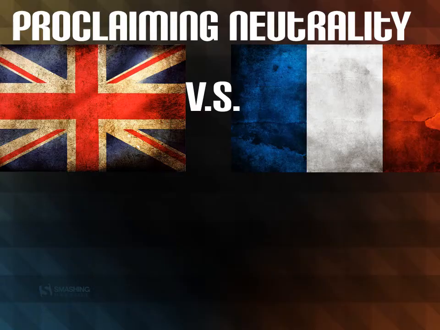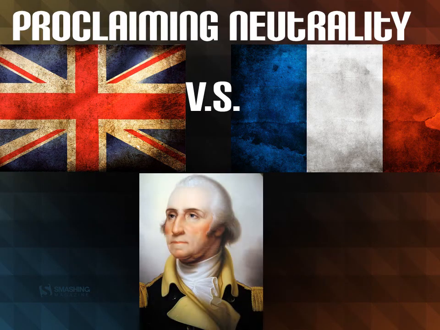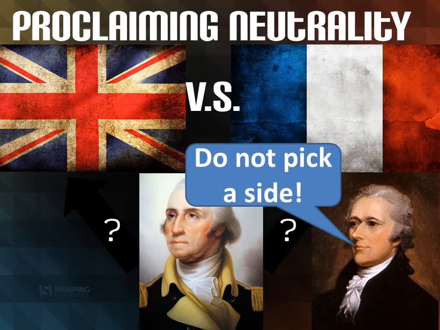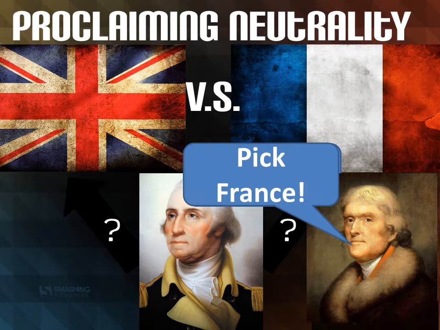Now, talking about the first issue, the war between France and England, Washington had to figure out what his foreign policy was. How was he going to treat this whole war between England and France? Was he going to pick a side or not? The cabinet had a lot of different opinions. Hamilton said, do not pick a side, stay neutral. Jefferson said, you need to pick France because they helped us in the Revolutionary War, and it's only right that we take care of them because they took care of us.